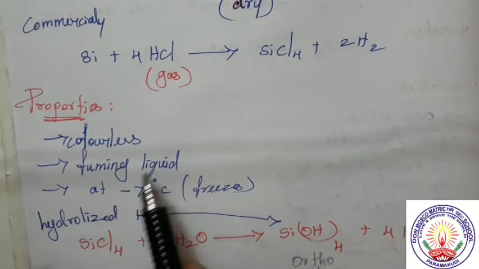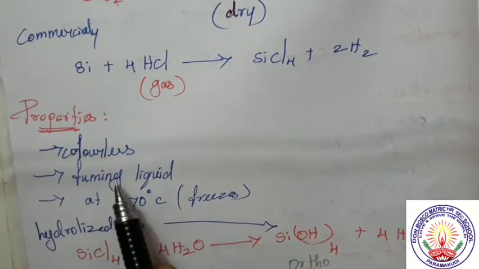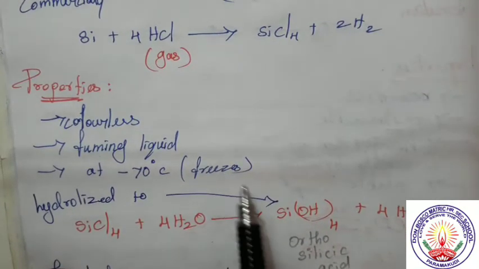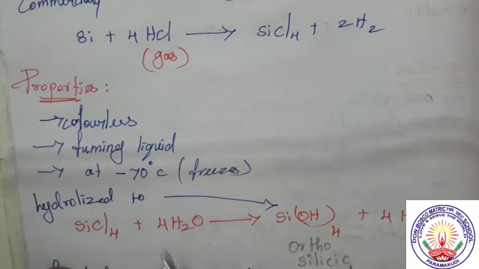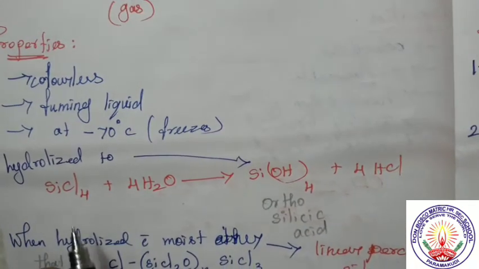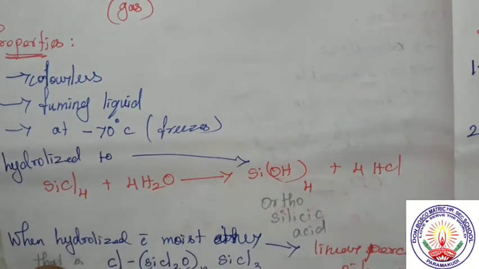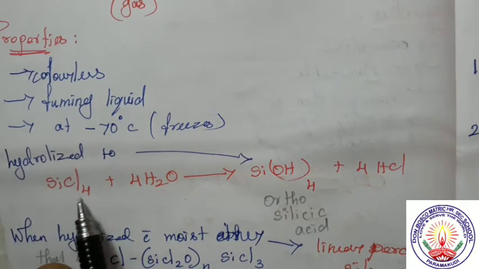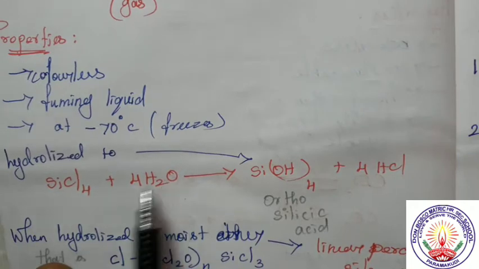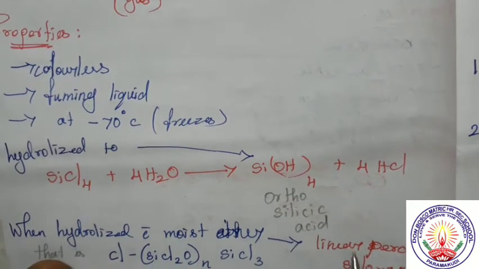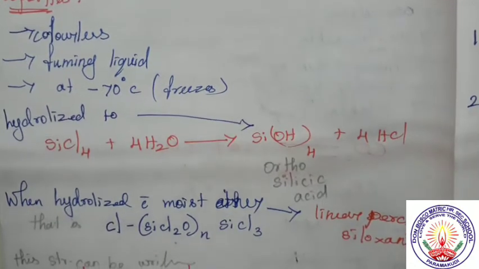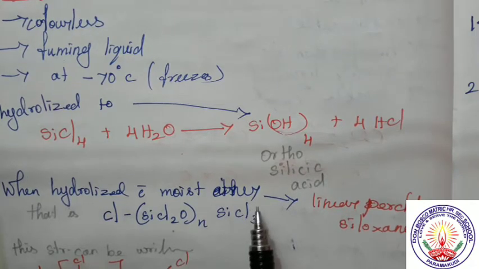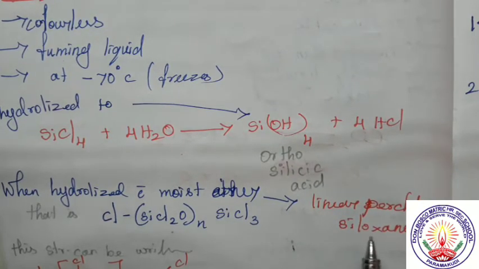It is a colorless fuming liquid, that is, புகை வரக்கூடிய liquid. It freezes at minus 70 degrees Celsius. It is hydrolyzed to get orthosilicic acid. That is, silicon tetrachloride is hydrolyzed to get orthosilicic acid, and when it is hydrolyzed with moist ether we are getting linear perchlorosiloxanes.